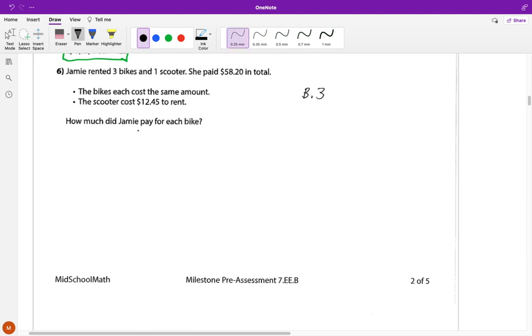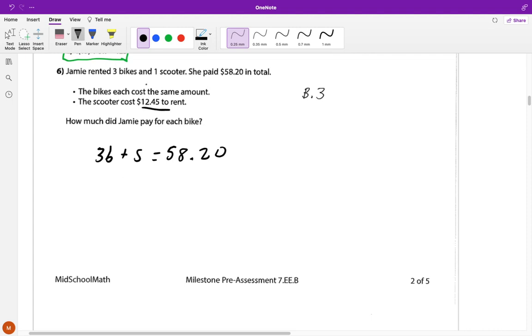So Jamie rented 3 bikes and 1 scooter. She paid $58.20 in total. The bikes each cost the same. The scooter costs $12.45 to rent. So I'm going to say 3B plus 1S for scooter. We know that she spent then $58.20. So that is translating it into an equation. We don't know how much she spent for the bikes. That's what we're trying to solve for.